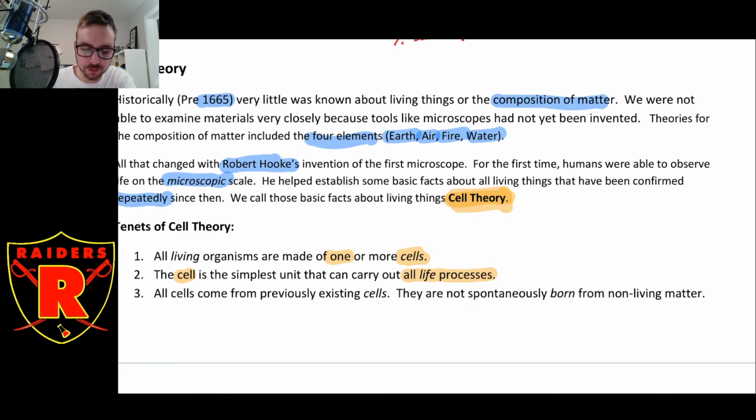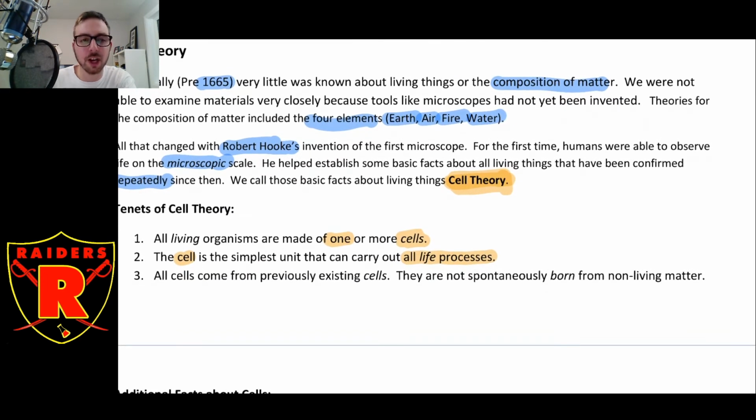And the last part of cell theory is that cells come from previously existing cells. This sounds really obvious. Obviously, to get a cell, you have to have a previous cell that multiplies into 2 cells, and now you have a new cell that came from the old cell. It really seems obvious to me.